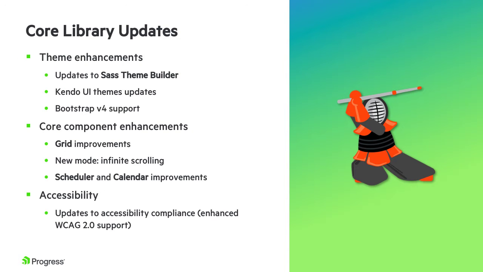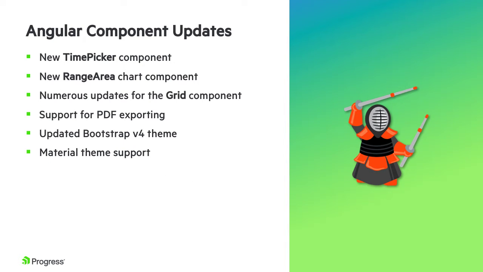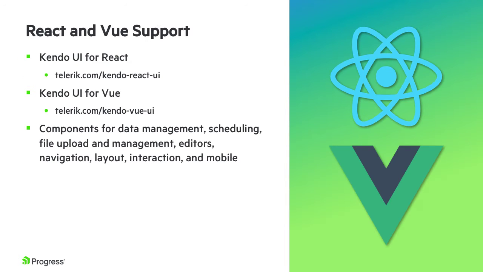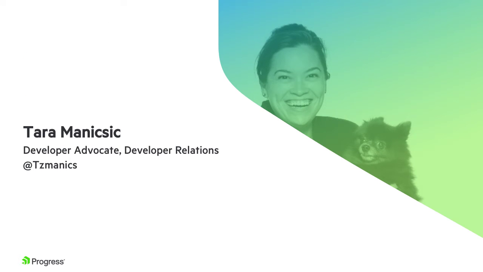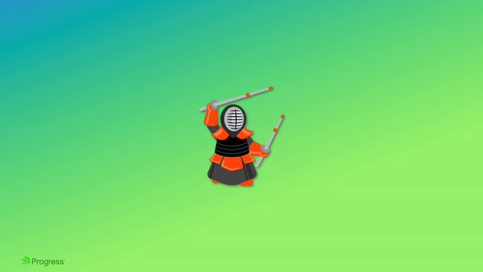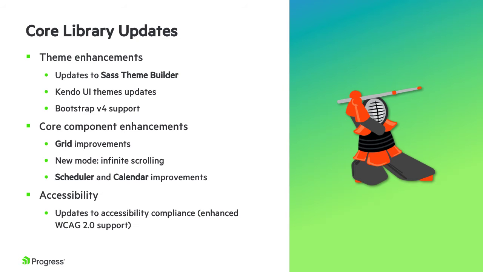The R3 2017 release is packed with features. In fact, this release is one of our biggest to date. Not only have we improved the product and added new features, we're introducing two new products, wrappers for Vue and React. Tara will be talking about these in just a bit. For now, I'd like to walk you through the changes we made to our core library and Angular components. So let's start with the updates we've made to the core library of Kendo UI.